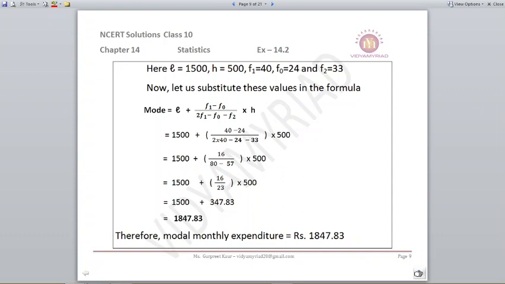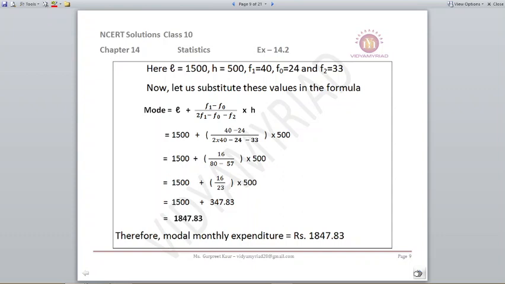Now L becomes 1500 according to the model class, plus 40 minus 24 upon 2 into 40 minus 24 minus 33 multiplied by 500, which is the class difference. Now for your ready reference, please always write down all these parameters, what is L, H, F1, F0, F2, so that you don't commit mistakes.